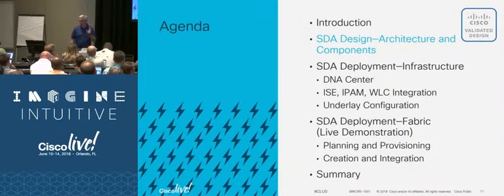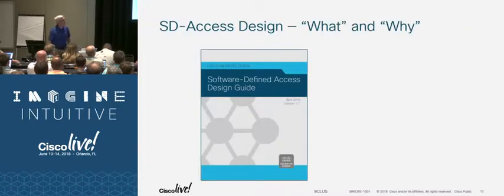So we're going to start first with the architecture and components that are in the SD Access design guide. So the design guide is what we kind of internally call the what and the why. Give me the components, why I'm using them, and tell me about this network so I can make decisions on how I'm going to deploy the network, and then later grab the deployment guide and start deploying.